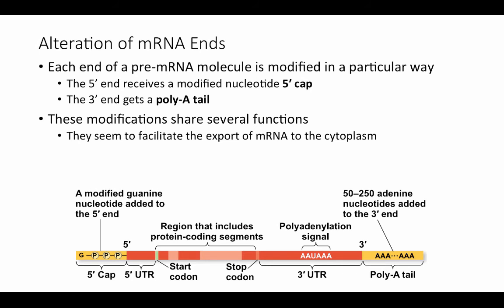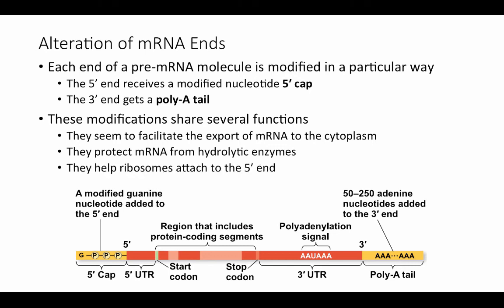And these modifications share several functions. First of all, they seem to facilitate the export of the mRNA to the cytoplasm, where the ribosomes are located. They also seem to protect the mRNA from hydrolytic enzymes, so it keeps them from being degraded before they have a chance to be translated. And they also help the ribosomes attach to the 5' end to begin translation.